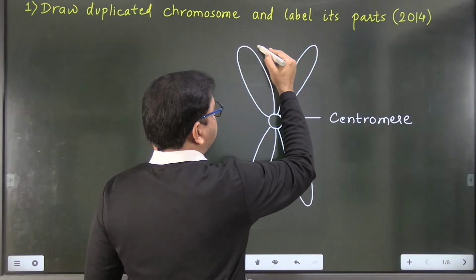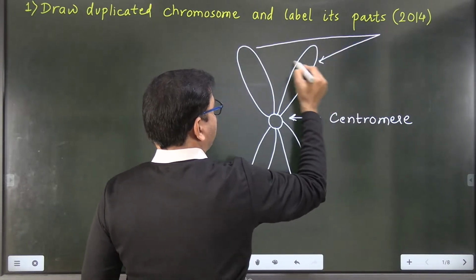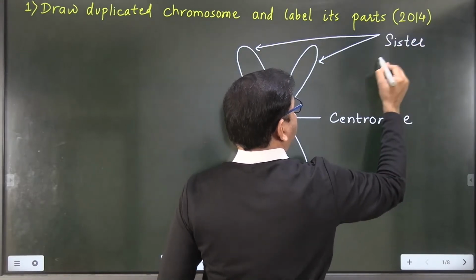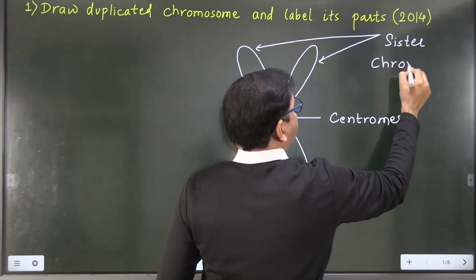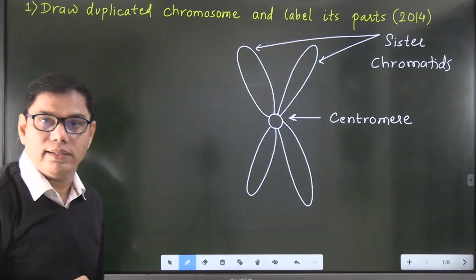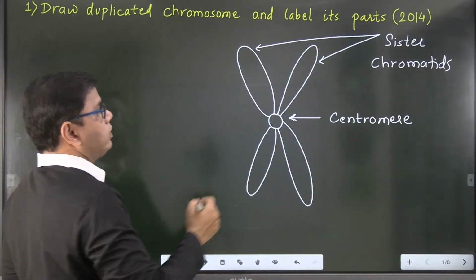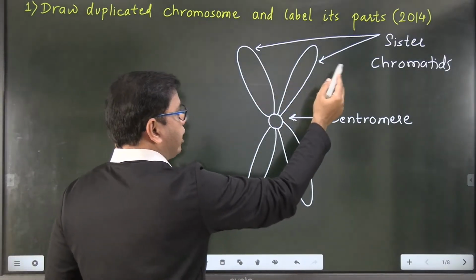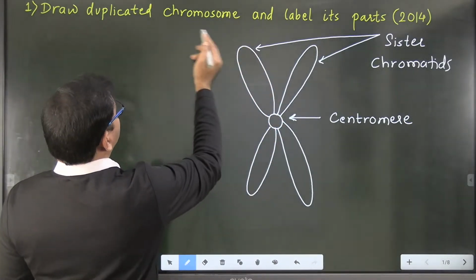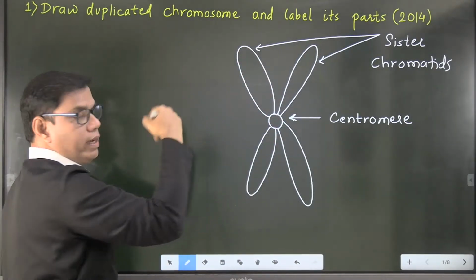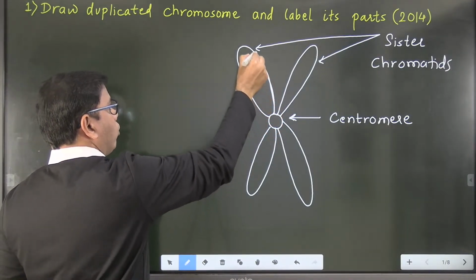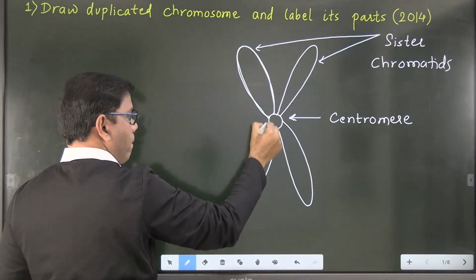And these two are sister chromatids. I hope you can see whatever I have drawn clearly, right? So these are the labelings, these are sister chromatids. Is Rajvi here? Okay, now this is what? A chromosome, which is also written as 2n, duplicated. This part is also called a chromosome. Which part? This part.